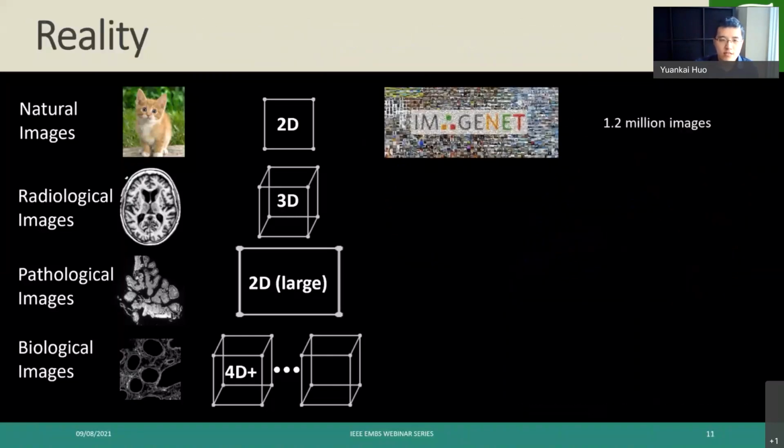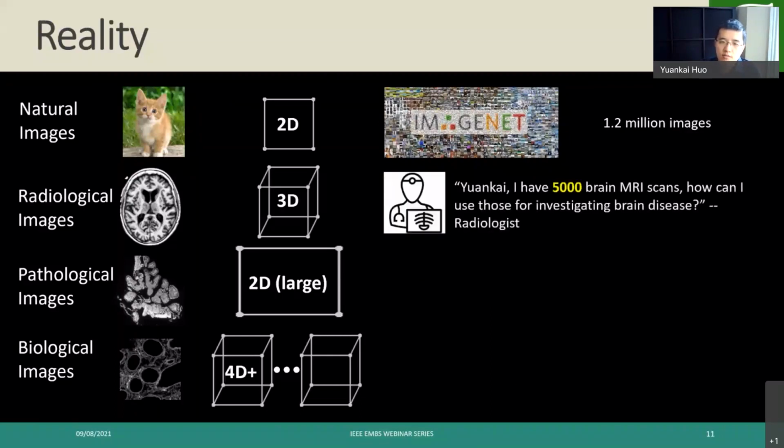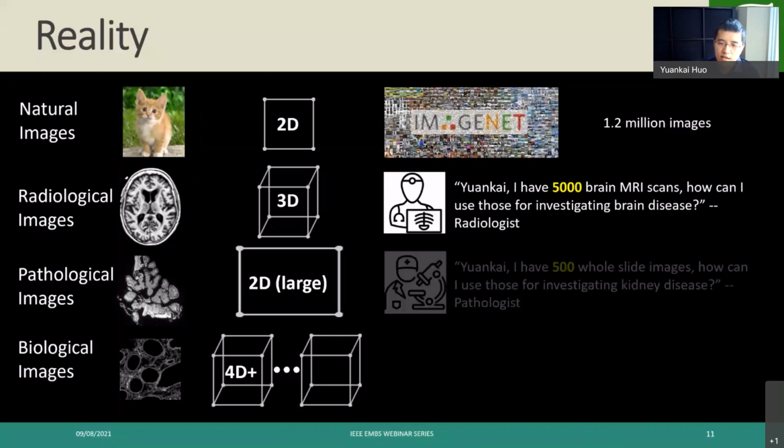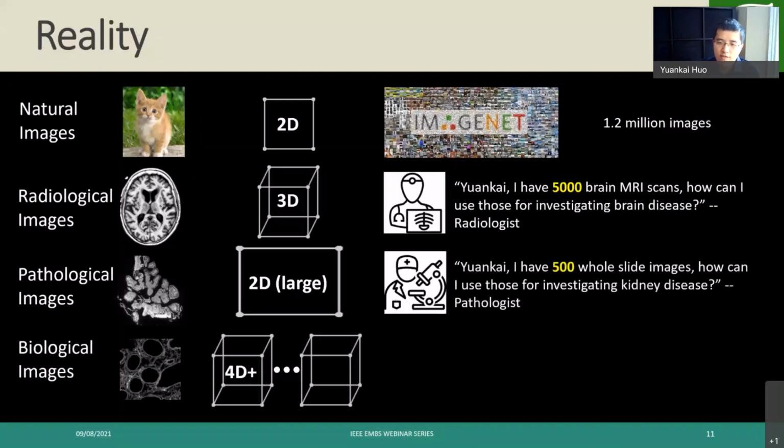And here is the scale. For computer vision or natural image analysis, it's very easy to scale up to million level images, for example, ImageNet. But here are the typical tasks or questions I get from my collaborators. For example, radiologists typically want to analyze thousands of MRI scans, as the maximum number that we have. And the pathologists sometimes say, okay, I have, for example, 500 whole slide images. So how can you help me to analyze that?